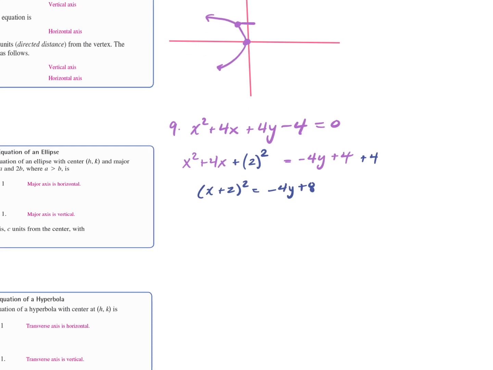And I'm just going to take out the negative 4. So you get x plus 2 squared equals negative 4 times y minus 2. So the vertex here would be negative 2, 2. Negative 2, 2. It's going to open left.